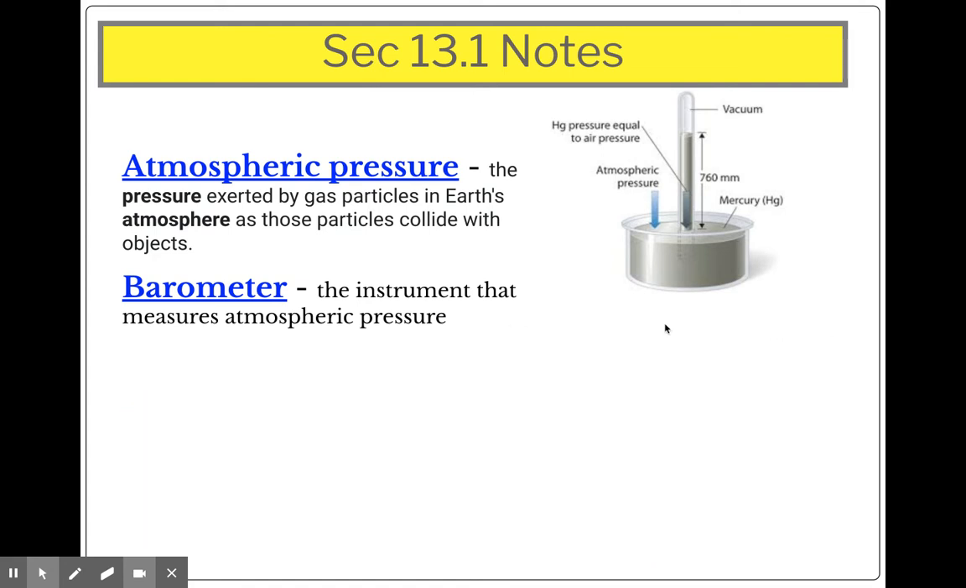So a barometer would be this instrument here, which measures atmospheric pressure. When the pressure is higher, there's more air pushing down on this, which is going to make the mercury in the tube rise. And when there's lower atmospheric pressure, there's less pressure pushing down on this, which then is going to cause the mercury in the tube to go down. So atmospheric pressure is the pressure from the gas particles in the atmosphere, and a barometer is the instrument used to measure that.